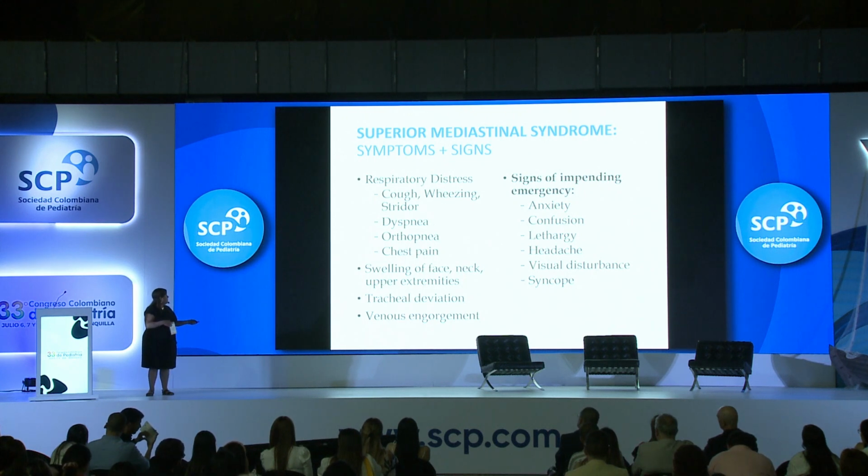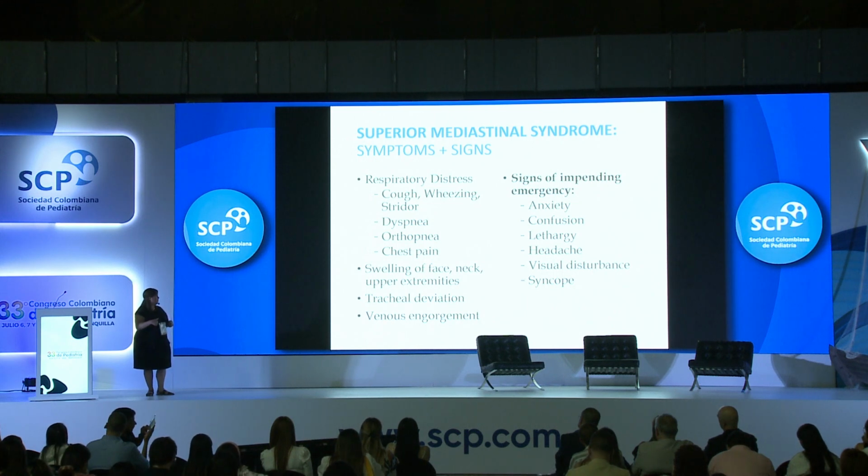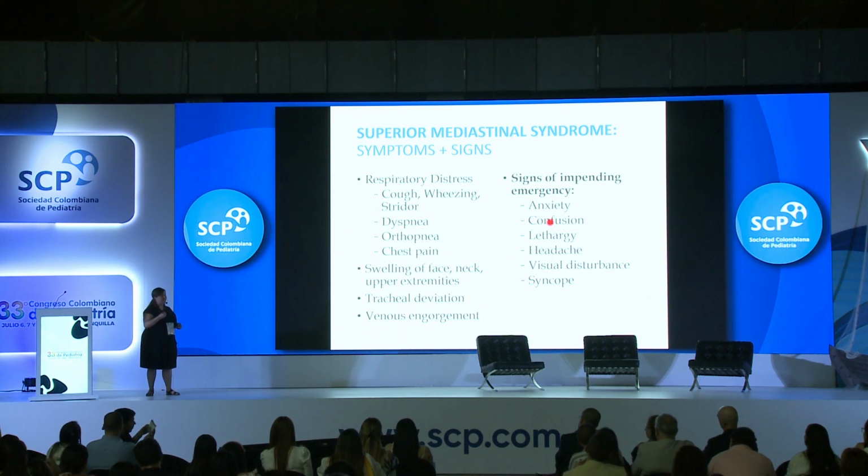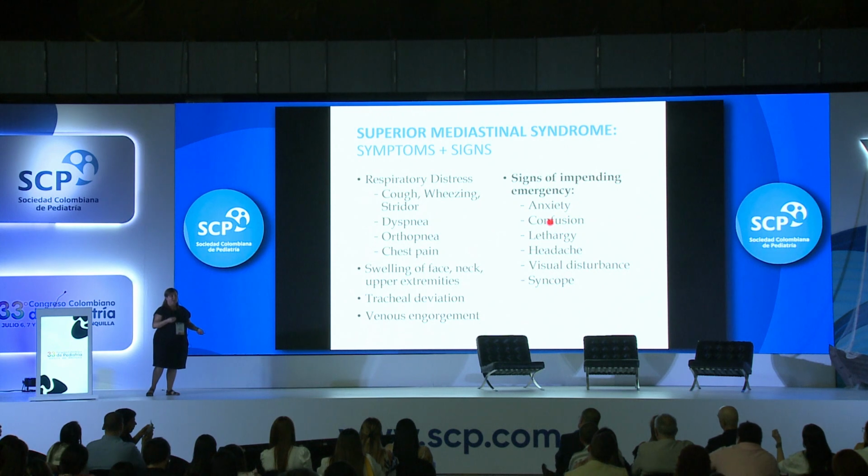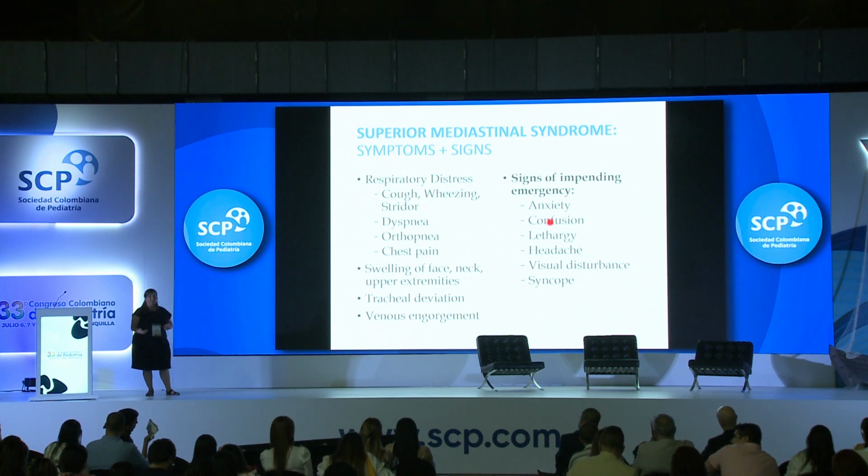Sometimes family members will notice swelling or engorgement or fullness of the face, neck, or upper extremities due to that superior vena cava obstruction. They may have tracheal deviation on exam. And signs of a clinical emergency that we really worry about: any patient who tells you they feel anxious and has these clinical signs, or who feels an impending sense of doom, we are very worried about. Confusion, lethargy, headache, visual disturbance, or syncope or passing out due to these symptoms are also signs of impending emergency.